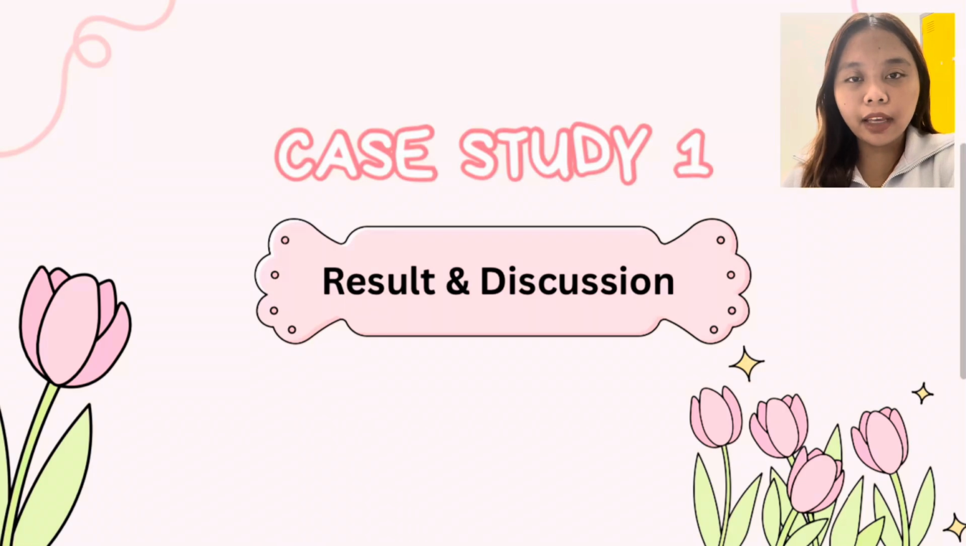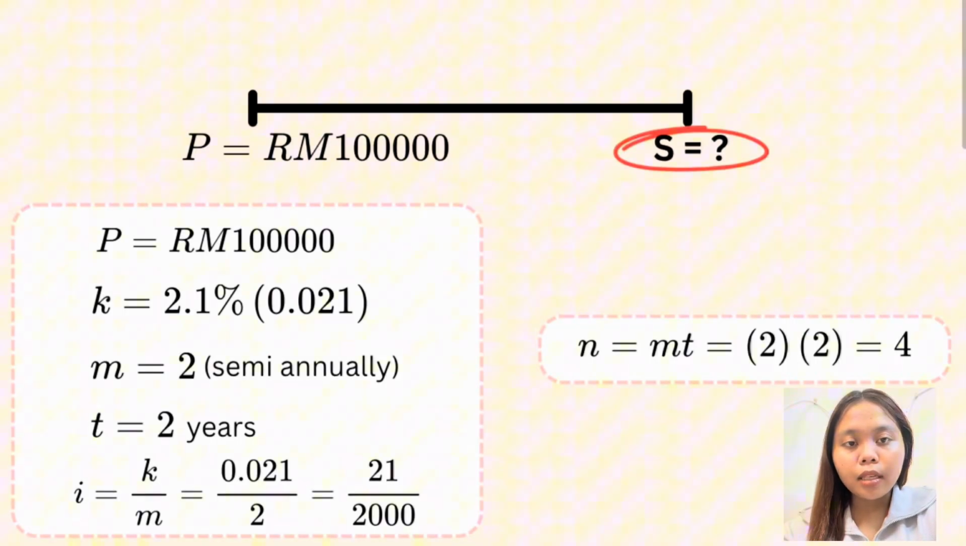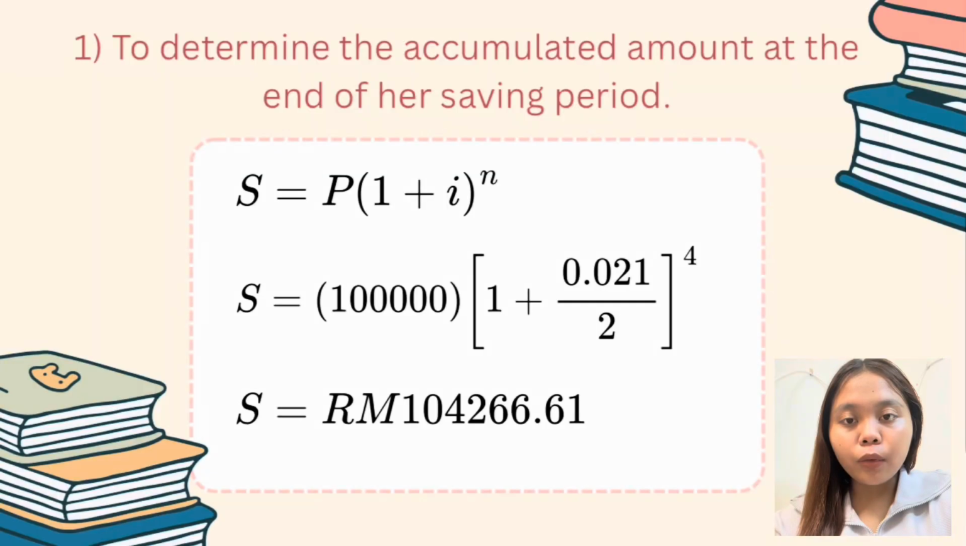Case study 1, result and discussion. This is the timeline from P until S. P equals RM100,000, K equals 2.1% which is 0.021, M equals 2 semi-annually, T equals 2 years, I equals K over M equals 21 over 2000, N equals M multiplied with T equals 4. Objective 1, to determine the accumulated amount at the end of her saving period.